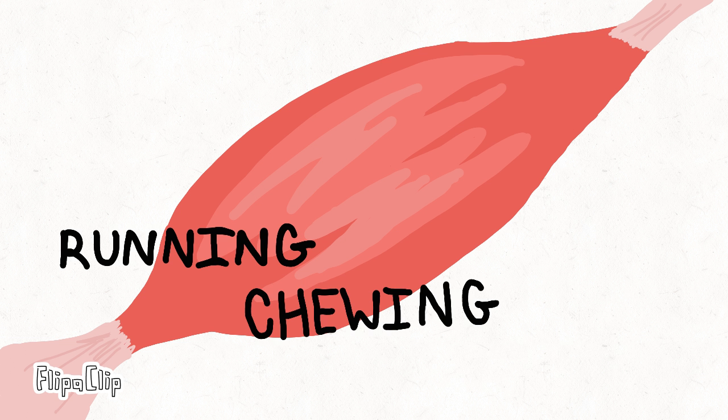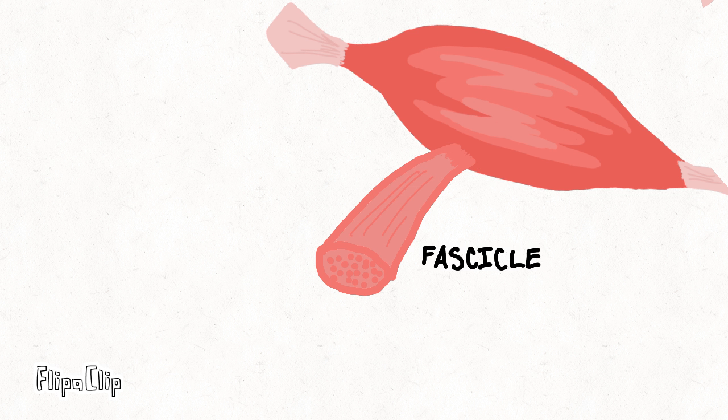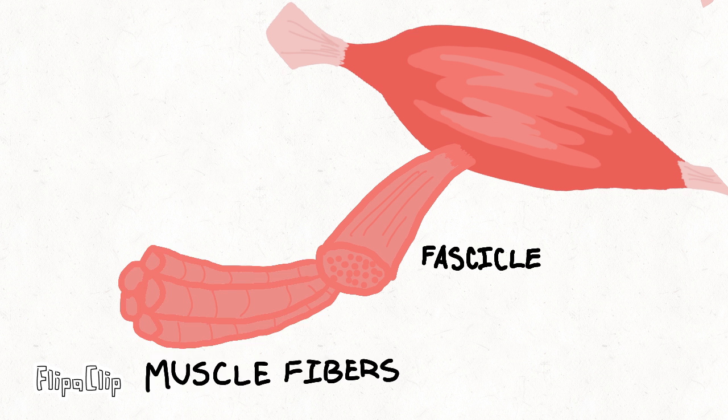Here is a skeletal muscle. Skeletal muscles are our voluntary muscles that attach by tendons to our bones and enable us to move and perform daily activities such as running, chewing, and writing, or pretty much anything. The skeletal muscle is made up of bundles of fascicles, and the fascicles are made up of muscle fibers.